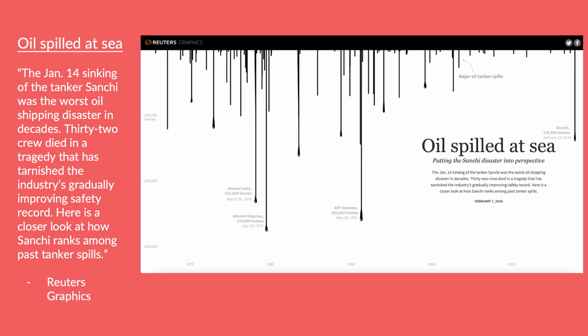32 crew died in a tragedy that's tarnished the industry's gradually improving safety record. And here is a closer look at how Sanchi ranks among past tanker spills.